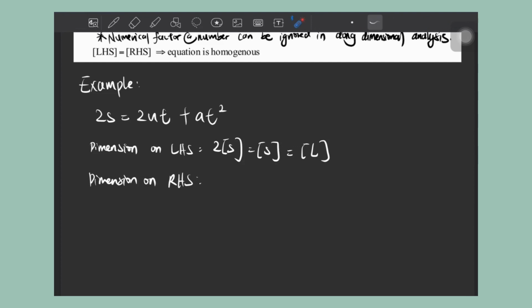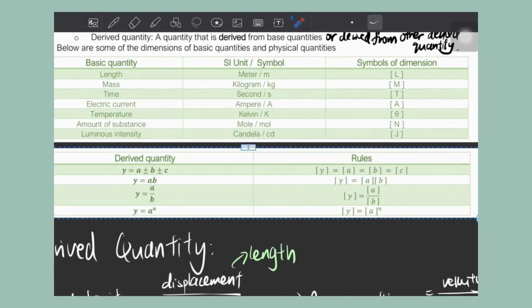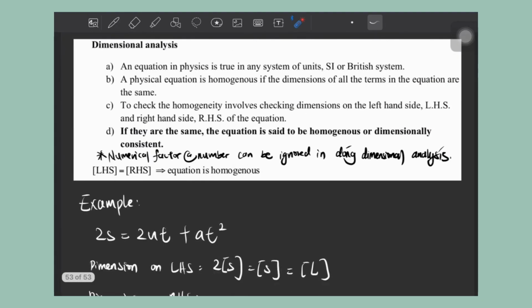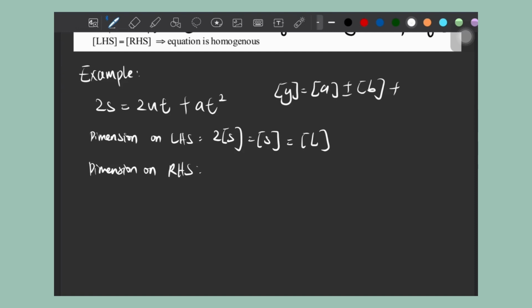Remember the rule of dimension here: if y equals A plus or minus B plus or minus C, then the dimension of y will be respective of all the dimensions here. So we have to check the right hand side because there are two terms here. They obey the rule y equals A plus or minus B plus or minus C. So we will apply this rule here, and we have to check one by one.